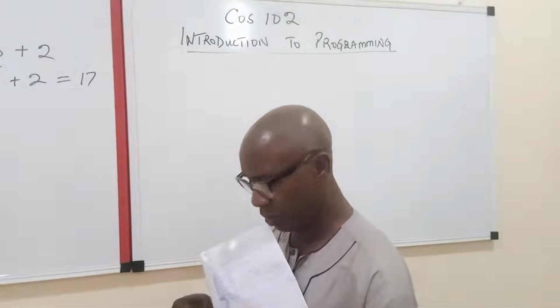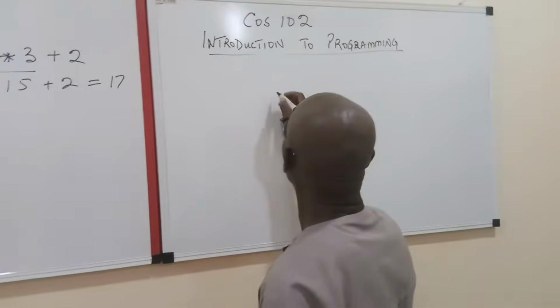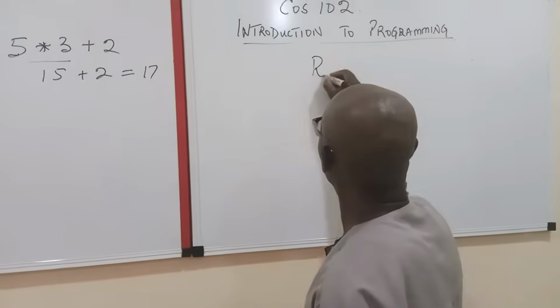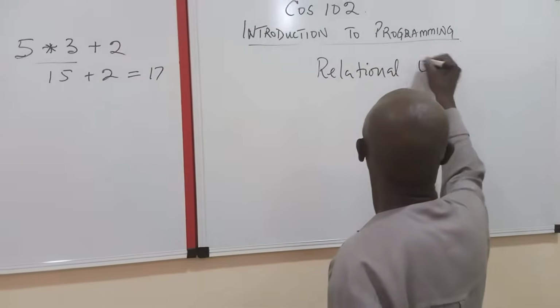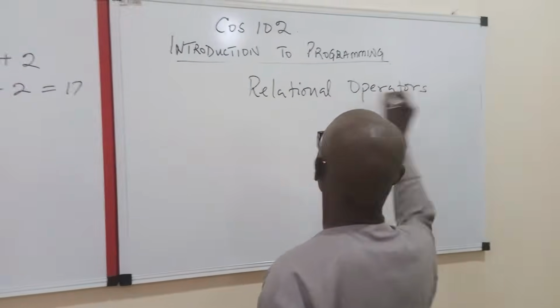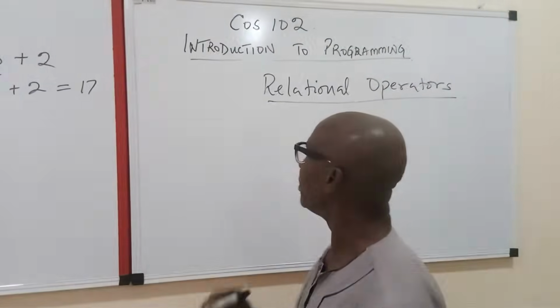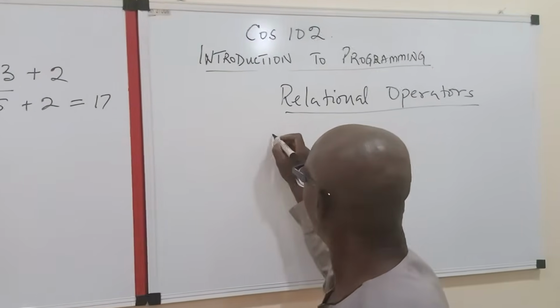Boolean expressions. We have relational operators. Let us look at relational operators first. Now, before we say anything, let us look at this.